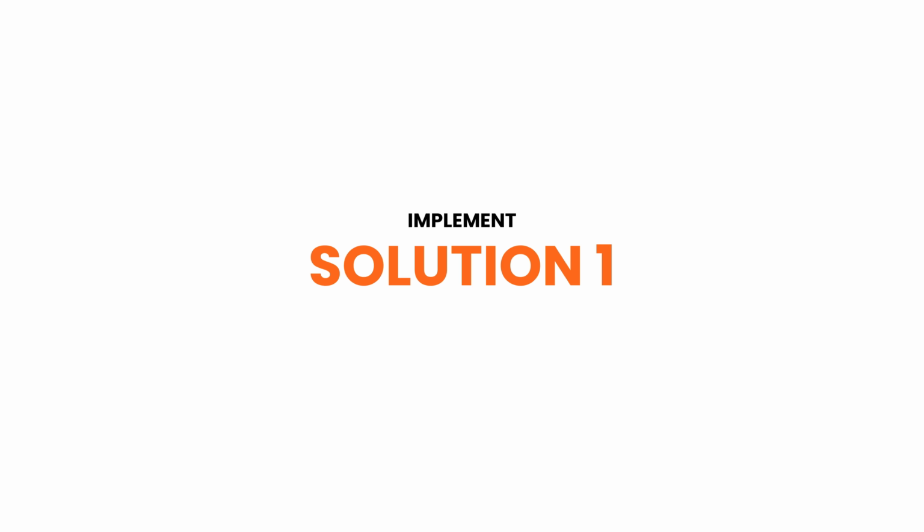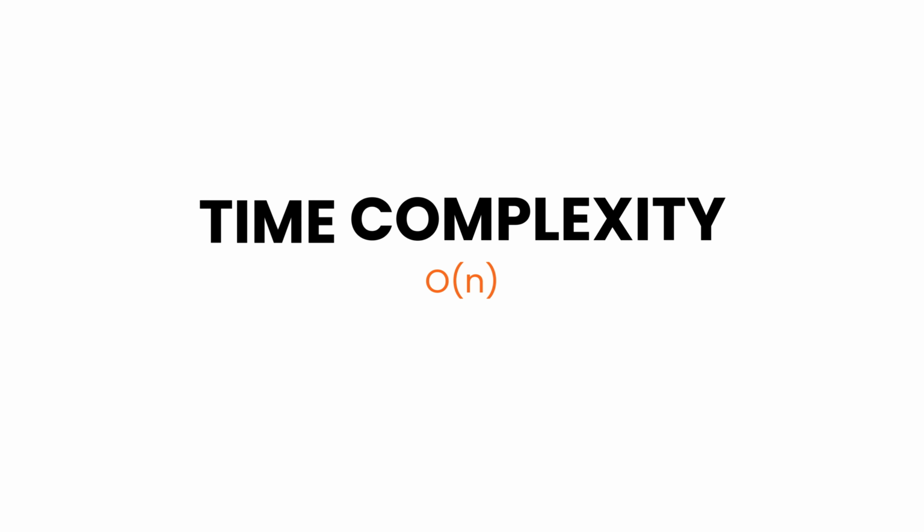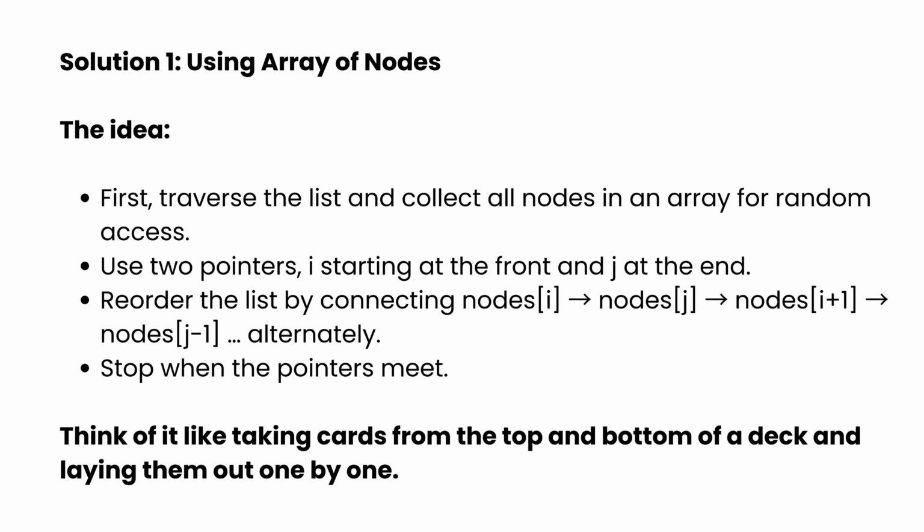Next. Now let's solve solution 1, reordering a linked list using an array of nodes. We'll learn how to collect all nodes into a list for easy access, then rearrange them by alternating from the front and back. Time complexity is O(n), where n is the number of nodes in the linked list. Each node is visited once to collect and once to reorder.